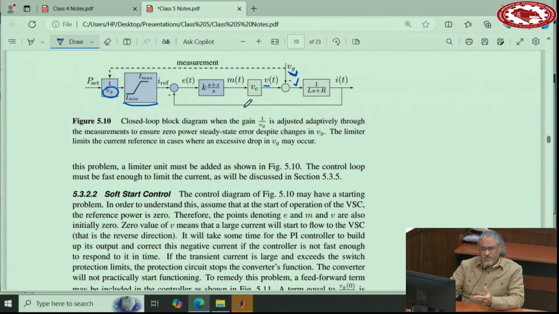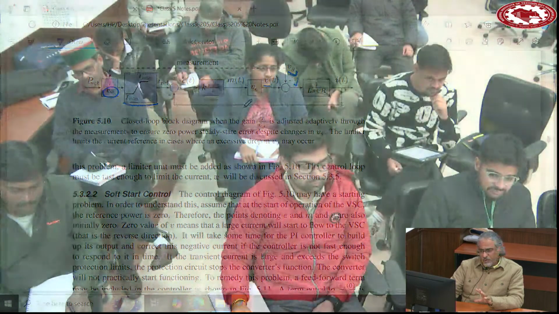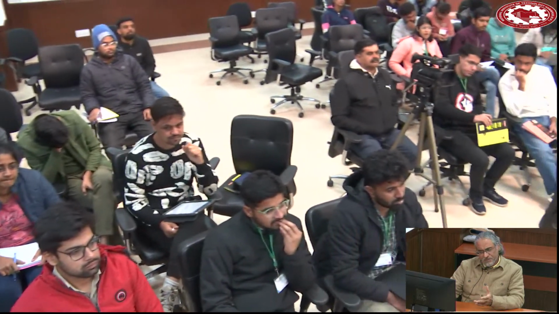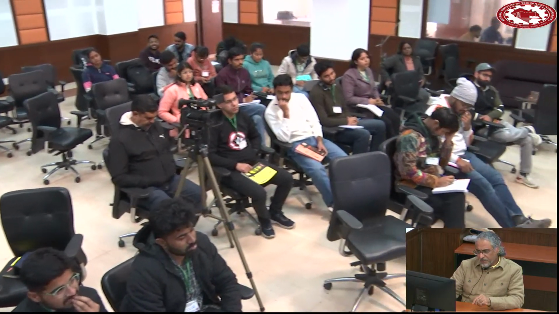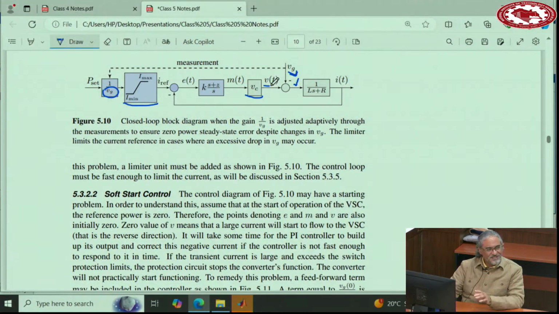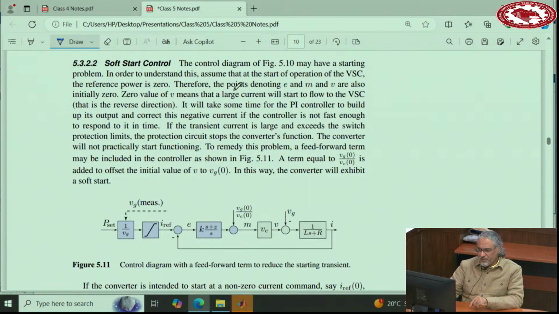So that's the starting problem that the converter has. Now we can fix that problem using control. If you want to fix that problem using control, you need to start at this point with a number that, when you multiply it into VC, becomes equal to this one. Then it smoothly starts.